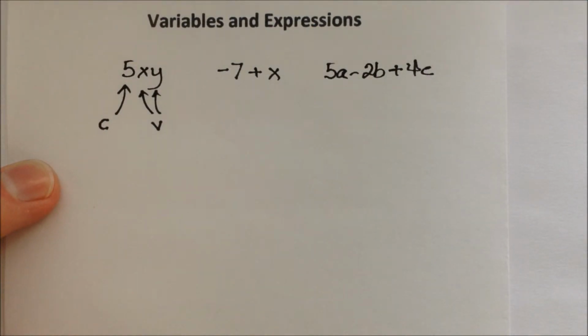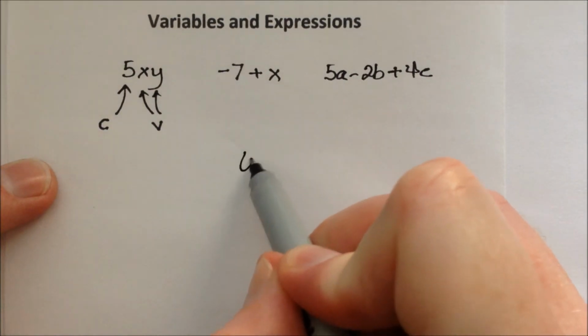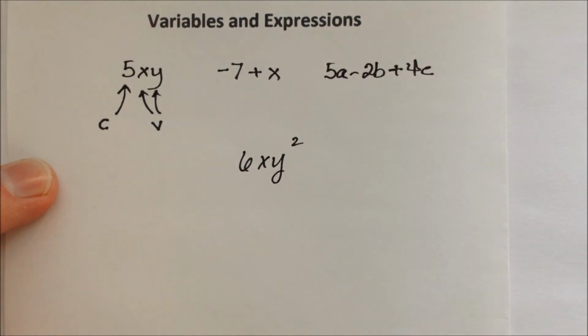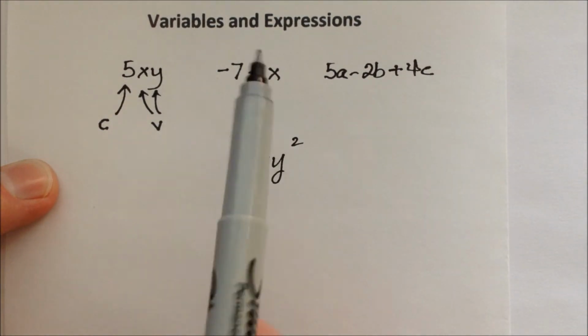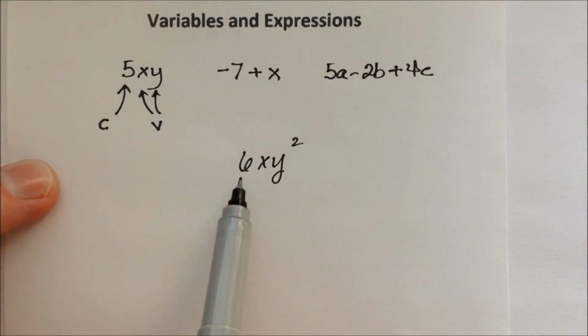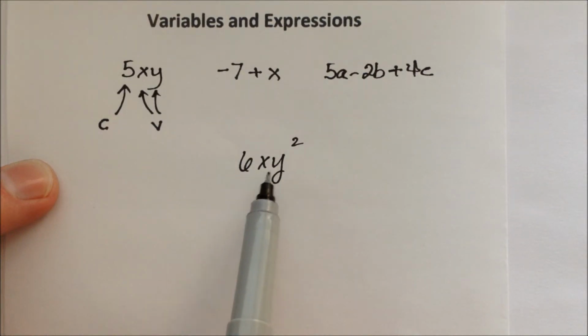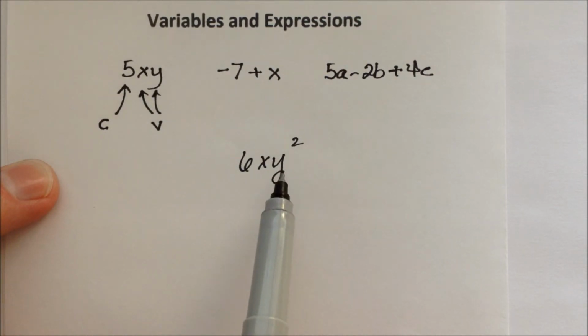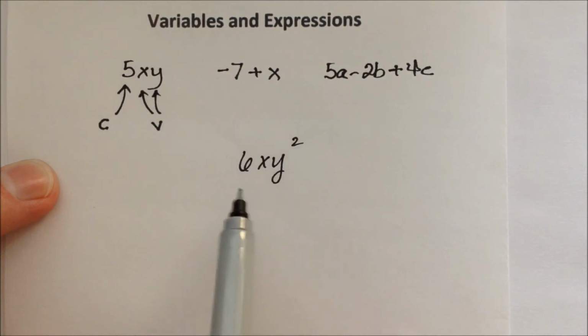So if we have an example such as 6xy squared, this is an expression like we've talked about, and it's one term, and its coefficient is 6, and the variables are x and y, and in fact this y is being squared, so we know there's 2 y's. So we want to know, well, what are the factors of this? This is a big product. This is one term here. What are the factors, and how can we know that kind of thing?